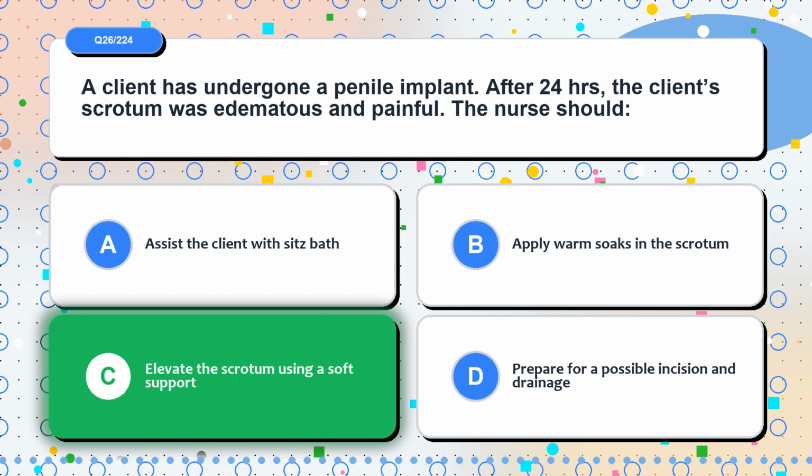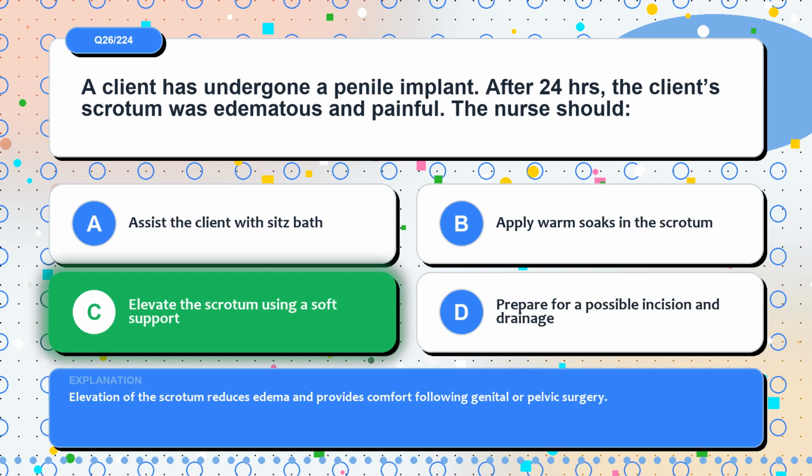The correct answer is option C. Elevate the scrotum using a soft support. Elevation of the scrotum reduces edema and provides comfort following genital or pelvic surgery.